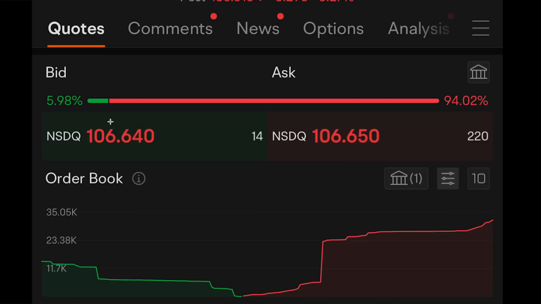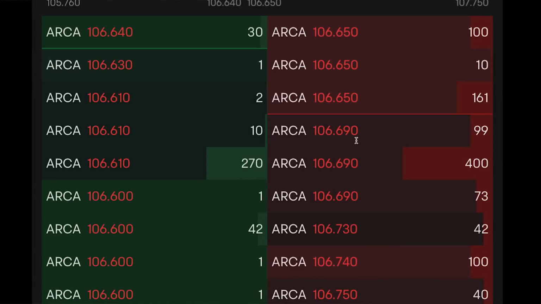The person with the best offer price over here is 106.64, and the person with the best price over here is 106.65. So for a transaction to take place, these numbers will have to be the same. Either the seller will have to change their price to 106.64 to match the buyer, or the buyer will have to increase the amount they're offering to match the seller. Because until the two parties agree on a price, the transaction can't take place. So as of right now, there's a stalemate between the buyers and the sellers.